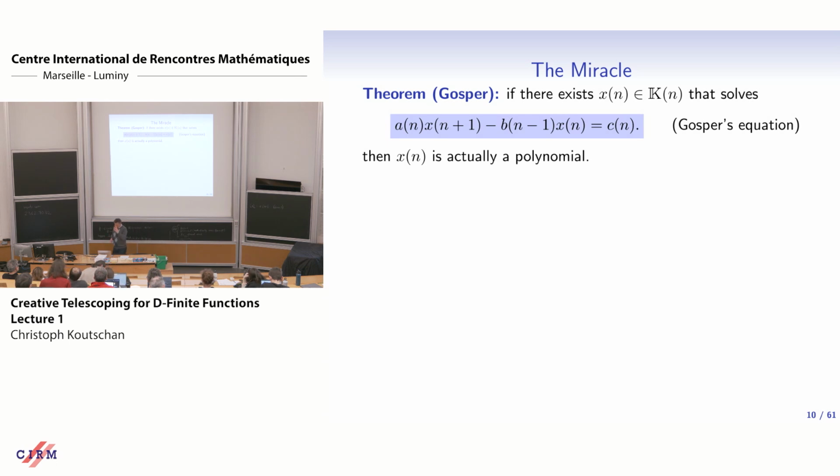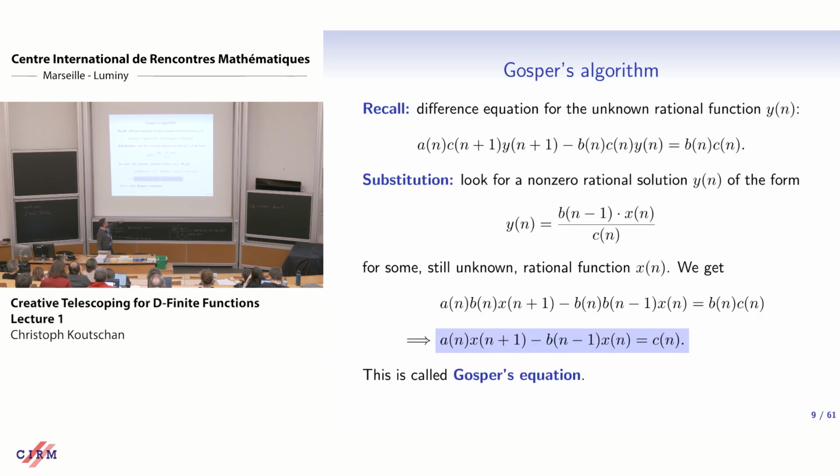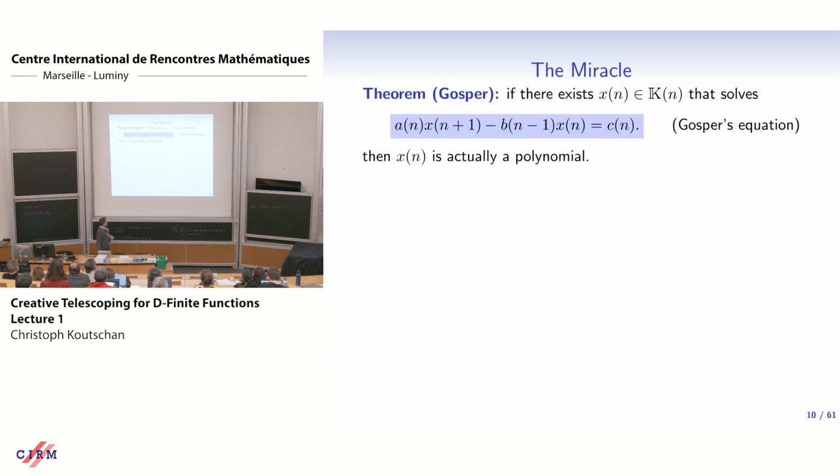This is the true miracle in Gosper's algorithm, that by this change of variable, you not only predict the denominator of this unknown rational function y, this is the c of n, you also predict part of the numerator, a certain factor of the numerator, the b of n minus 1. And what is left is a polynomial x of n that now we have to look for. So recall, we have reduced the problem from first finding a hypergeometric solution to finding a rational solution to now finding a polynomial solution of a certain equation.